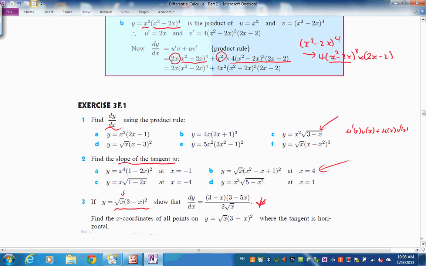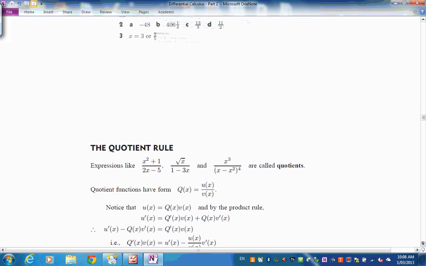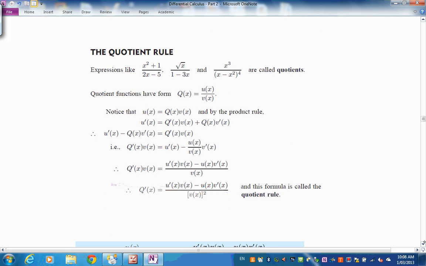Alright, well, I'm going to go on now. So let's have a look at the quotient rule. If two functions are divided, so there are two functions divided, there's another two functions, so you're talking about a u of x divided by a v of x, and we're going to use the product rule to have a look at this.